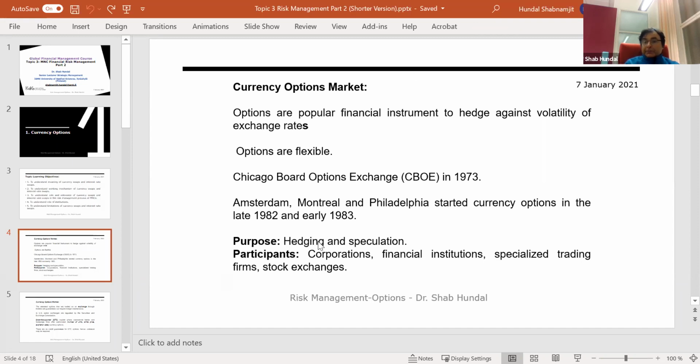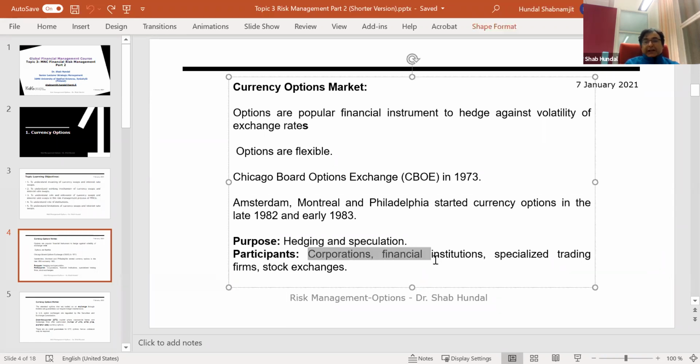On the contrary, you may have some surplus money with you to invest, to speculate, and you think that, hey, it is highly likely that the Australian dollar will rise against the euro in the future. So what you do, you buy the options. Okay, so it's both hedging and speculation.